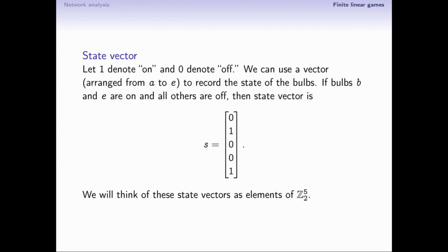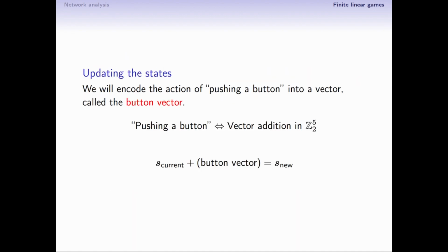All right. Now, let's see how we can leverage the fact that this is Z2 to do some arithmetic to help us keep track of how these state vectors get updated as buttons are pushed. As we continue to push buttons in this system, the state vectors are going to change. And what I want to try to show you is that we can think about the changing states of this system through vector addition.